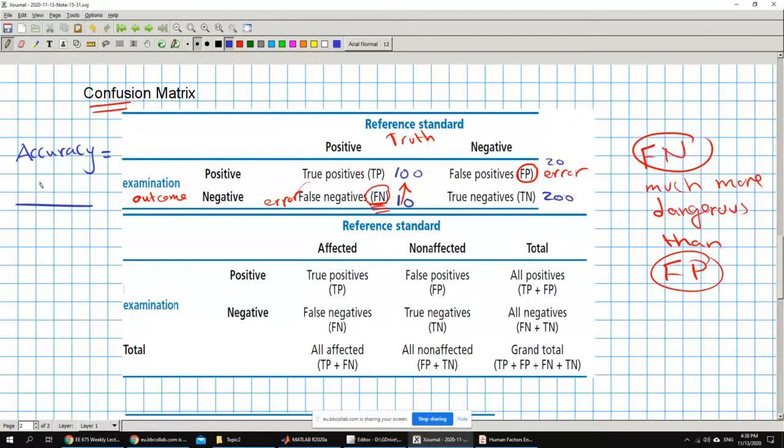Is equal to what? The correct diagnosis as a percentage of all, right? This is the accuracy. How many are accurate? How many are correct? Basically, TP, true positive, plus true negative, over all of them: true positive, true negative, false positive, false negative.